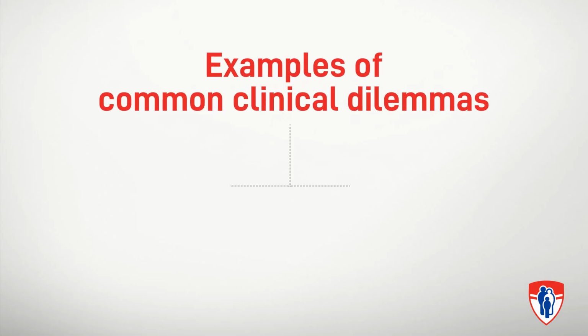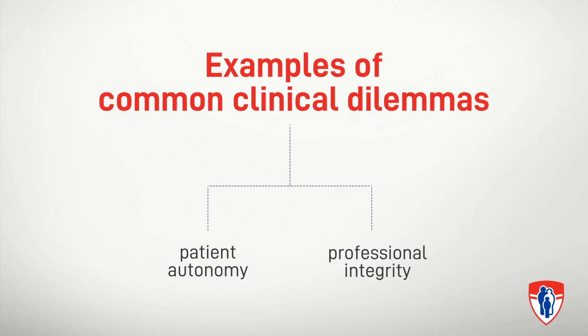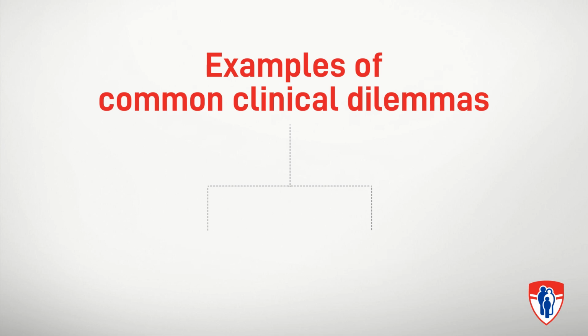The most common ones are the tension between respecting patient autonomy on the one hand and adhering to professional standards of practice, doing the right thing according to professional integrity. Sometimes there's tension between professional beneficence and non-maleficence, doing as much good as possible, but also avoiding providing any additional harm. Sometimes there's tension between what's in this individual patient's best interest and what's socially fair.